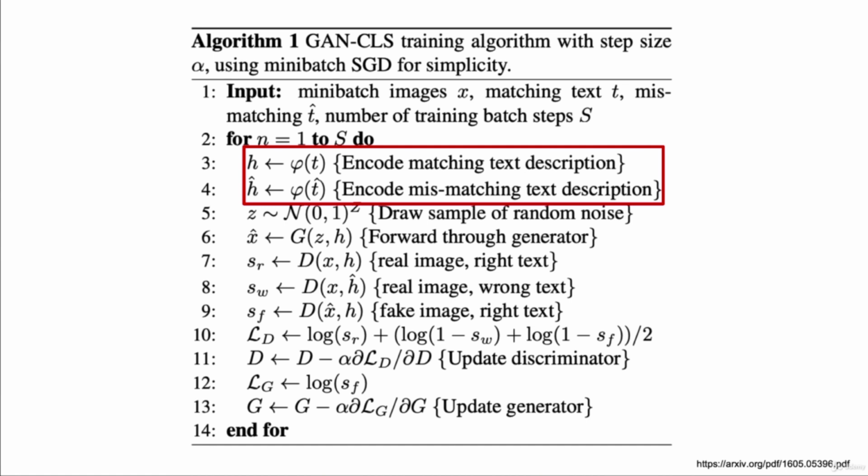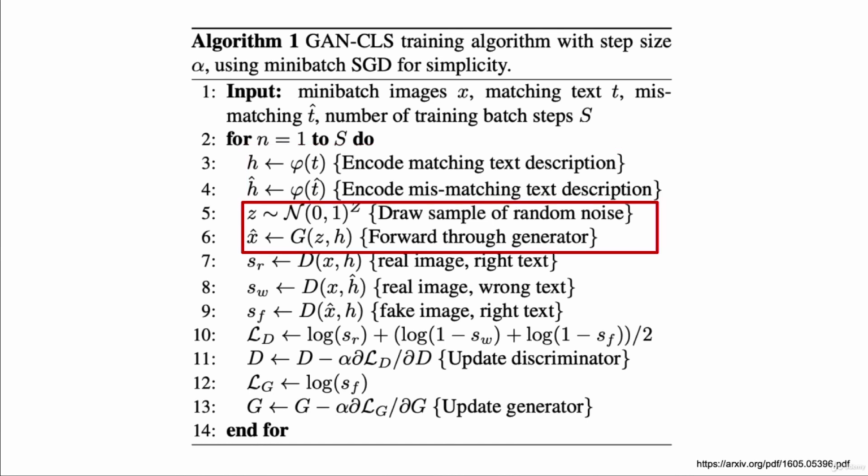It means that for the given set or mini batch of images, we have the text that describes this mini batch of images and the set of texts that don't describe this mini batch of images. This was done because the authors want to distinguish two situations: when the generated image corresponds to the input text and when it does not correspond. That's why we have two text description sets.